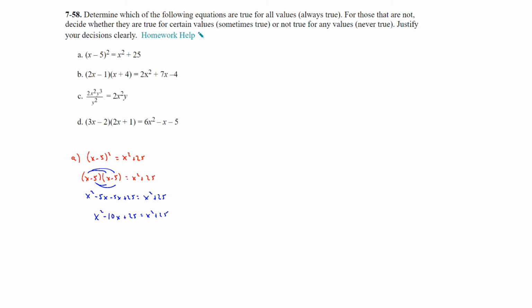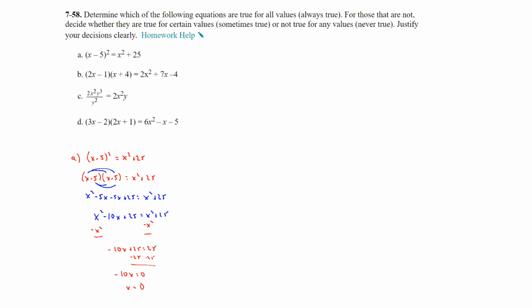And what we can do is we can solve this. Obviously, they don't look equivalent here, so we'll subtract the x squareds. That'll leave us with negative 10x plus 25 is equal to 25. Subtract 25 from both sides and get negative 10x equals 0, and then divide by negative 10. So they're not equivalent in most cases, but there is actually one case where it is equal, and that's when x is equal to 0. But in all other cases, this would not be a true statement.